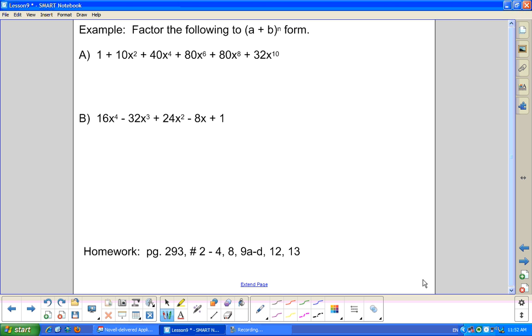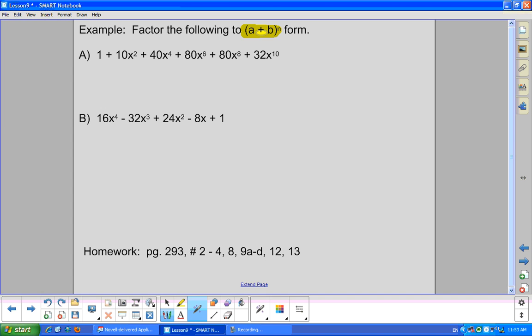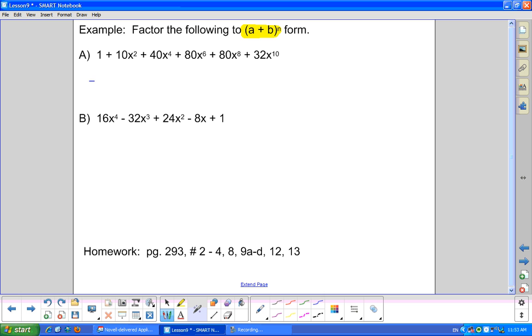This is going the opposite direction, so this is factoring. What we want to do is take the given terms and move it back to this form. I have to give you questions that work back to this, so your goal is to get it back to that.